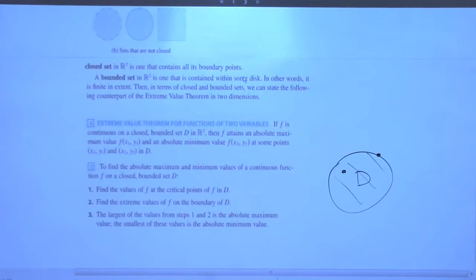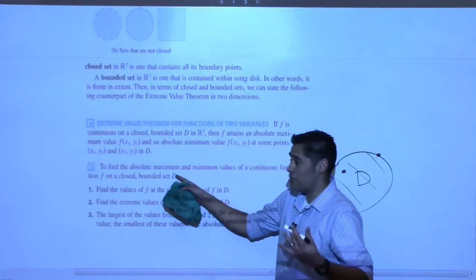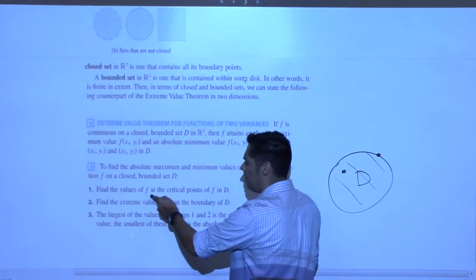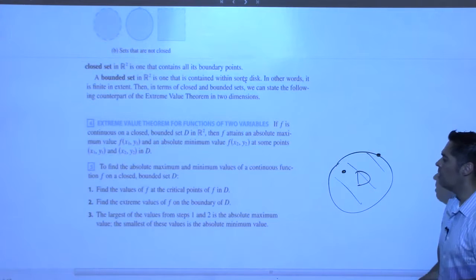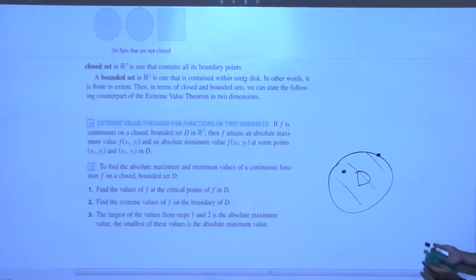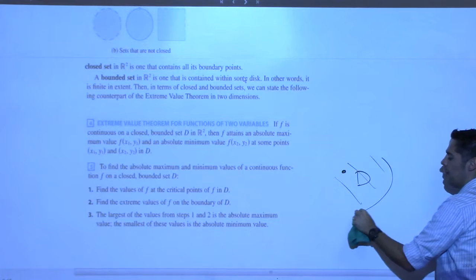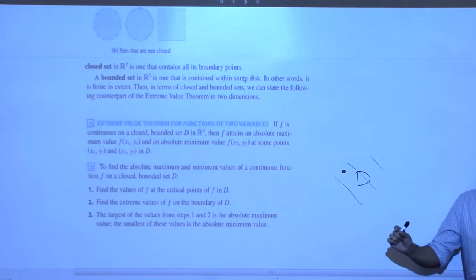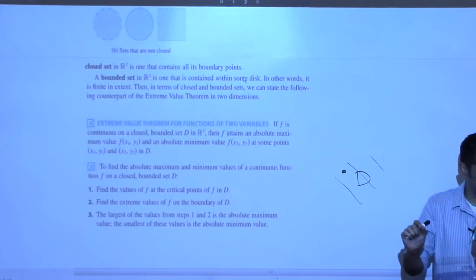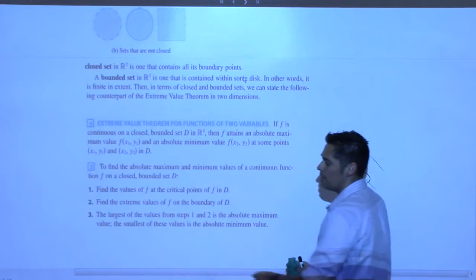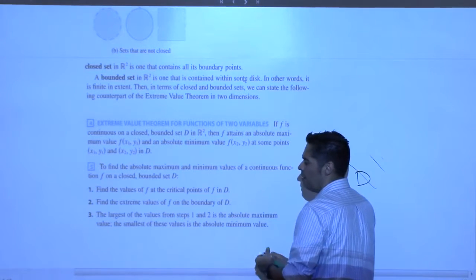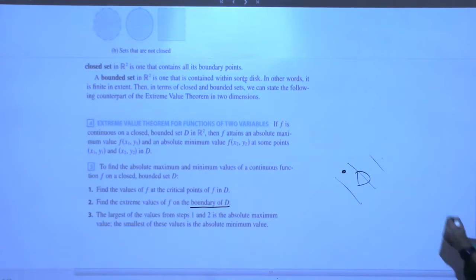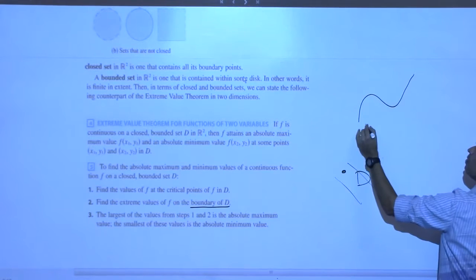To find the absolute maximum, to actually find it, here's what we do. We find the values of f at the critical points of f in D. So what we're going to do first is to act like this is not a closed bounded set and do exactly what we did last class. That identifies local maximums and minimums, doesn't it? Then what we do is we find the extreme values of f on the boundary. And this is the big difference. It's kind of like, again, from Cal 1.